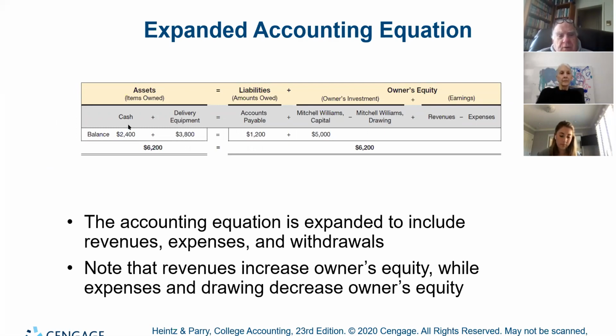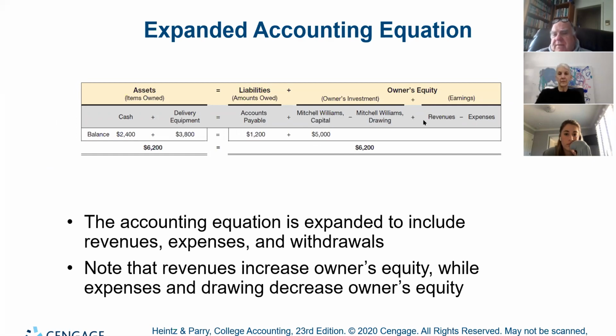So I think we're probably going to see a look at it here. Look at your assets. We have the cash. We're working with those same numbers. The cash and the delivery equipment add up to 6,200. Our liabilities total 12, and our equity is 6. Notice what they've done here, though. They have now inserted Mitchell Williams drawing. And you notice that it's a minus. Capital goes up when we sell something or make a profit. Capital goes down when Mitchell takes money out of the company for his own purposes.